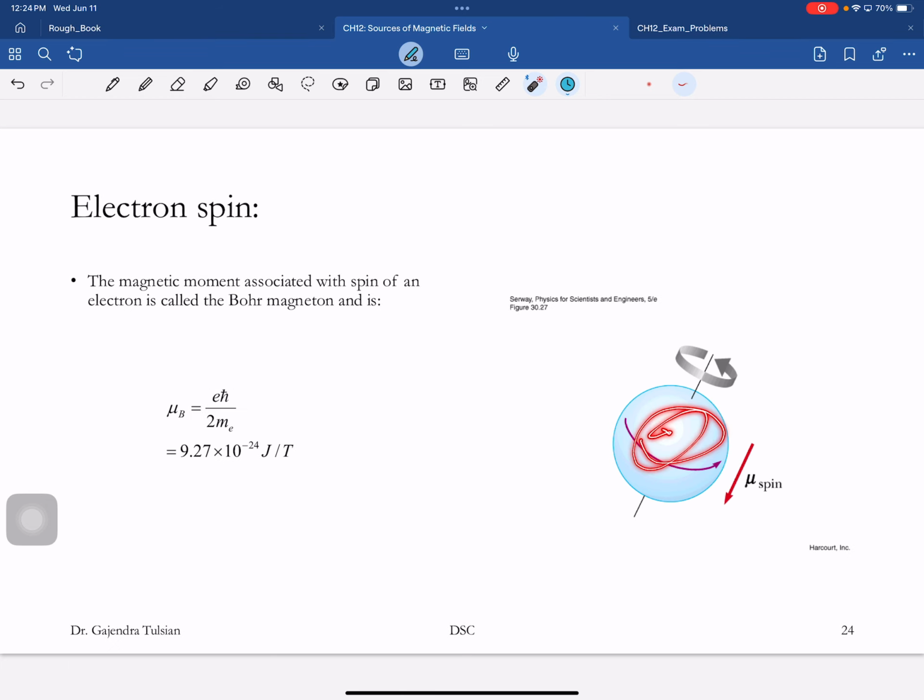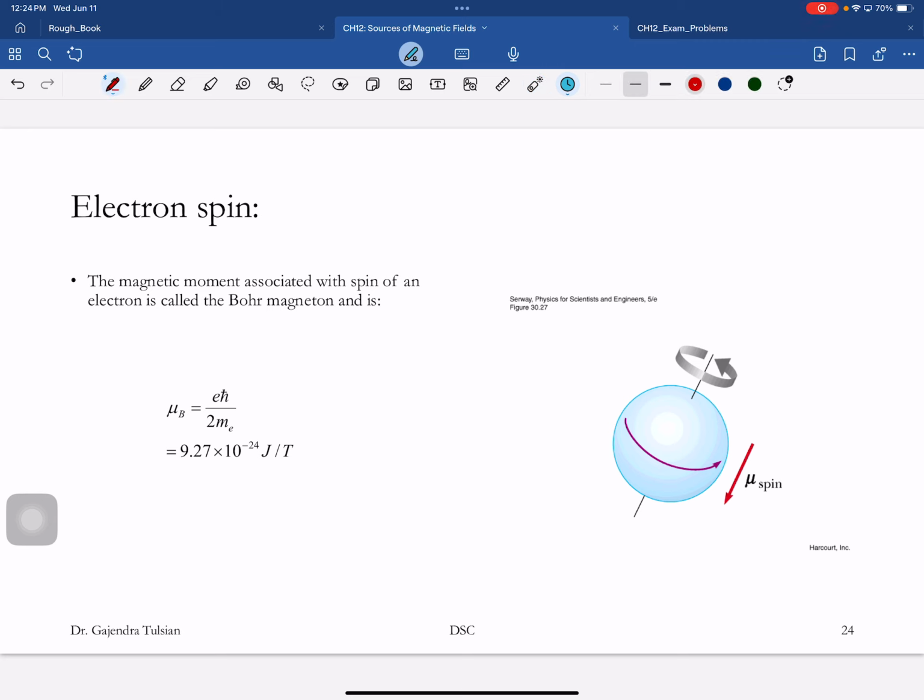Electrons spin as well. Any motion of a charge produces a magnetic field. So the spin motion also has a magnetic effect, and because of the spin motion here, the electron is acting like a magnet like this. And that's the strength of the magnet, and it's named in honor of Mr. Niels Bohr. It's called the Bohr magneton. And it's E times h bar divided by 2 times mass of the electron.